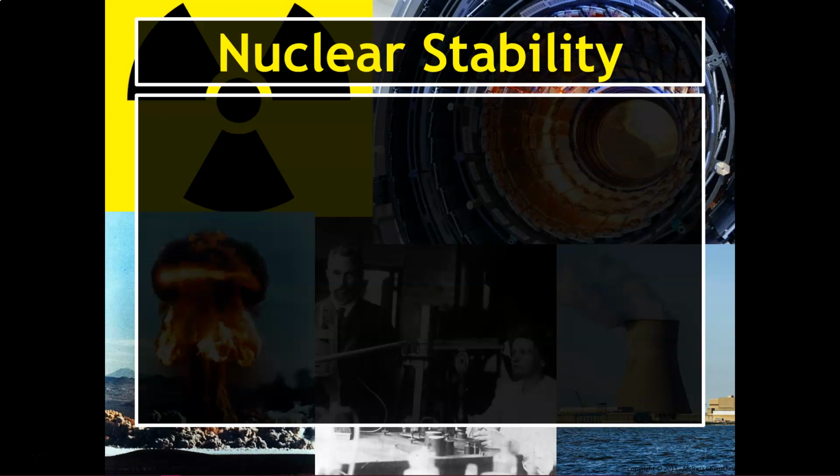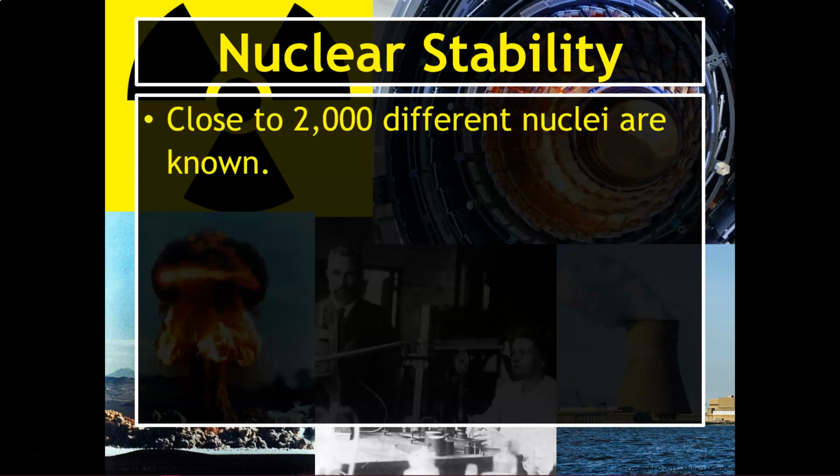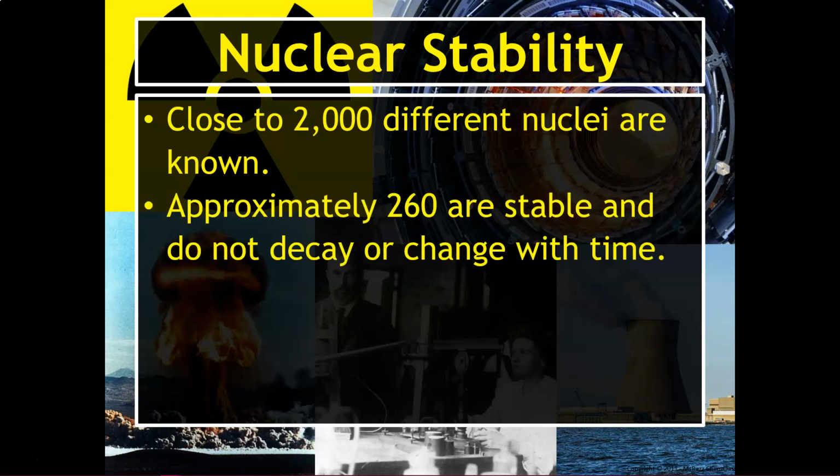This is important because right now there's 118 elements on the periodic table and only 118. And it seems like every year my students ask me, well, when are we going to get 119 or 120? Well, as it turns out, there are close to 2,000 different nuclei known. Approximately 260 of them are stable and do not decay or change with time.